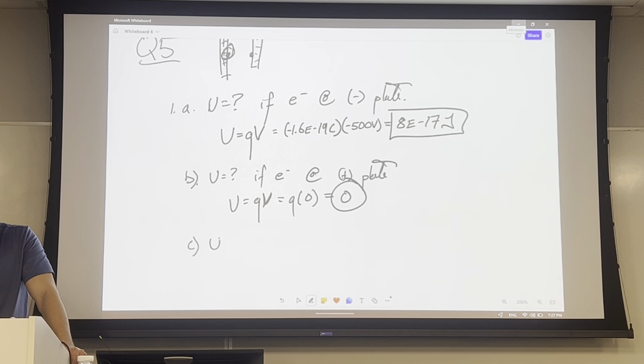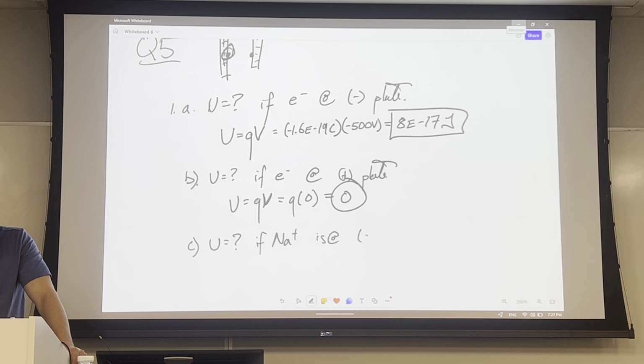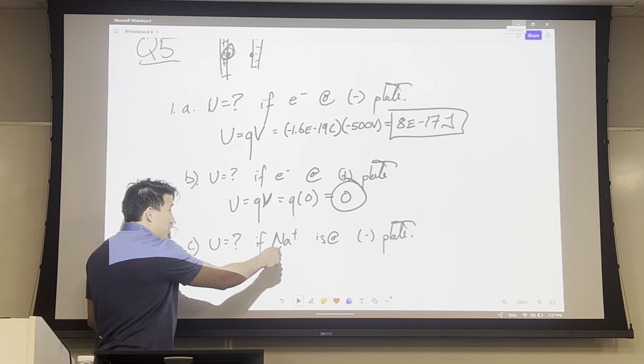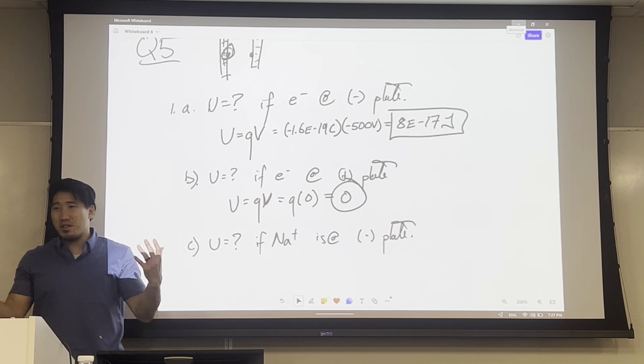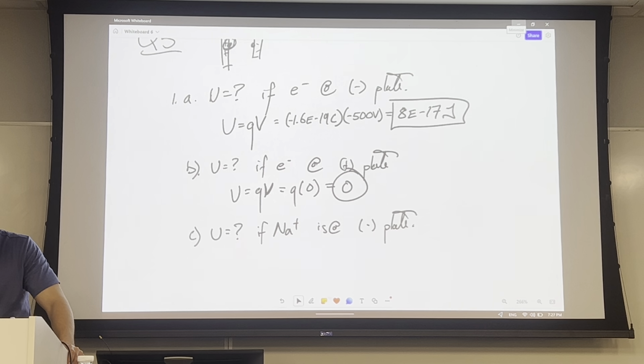In scenario C, I ask what is the potential energy if a sodium ion is at the negative plate. Well, a sodium ion is positively charged, and if it's on the negative plate, it's already at its final destination. It won't move anywhere. So, similar answer to part B, the potential energy is 0.